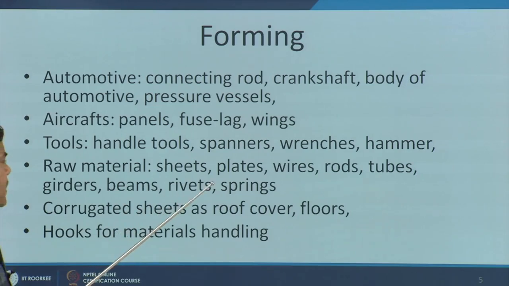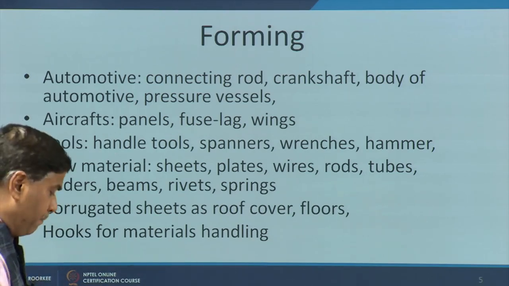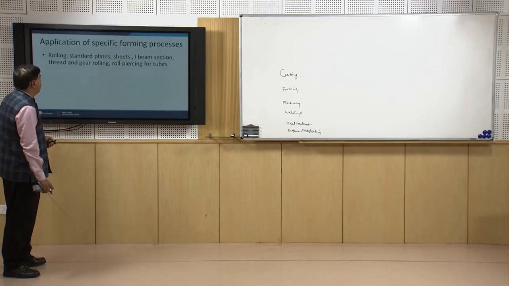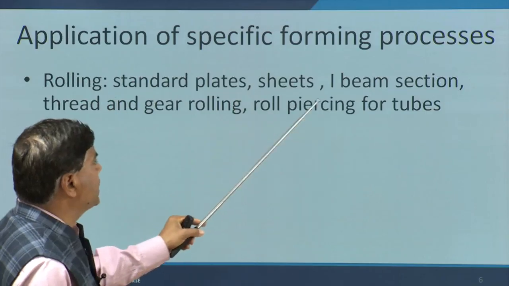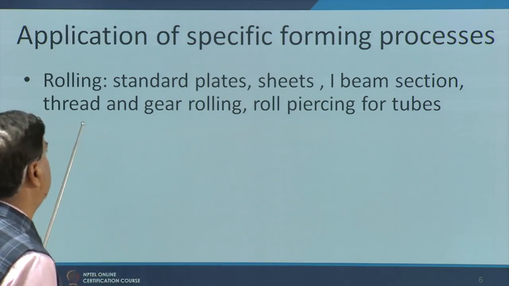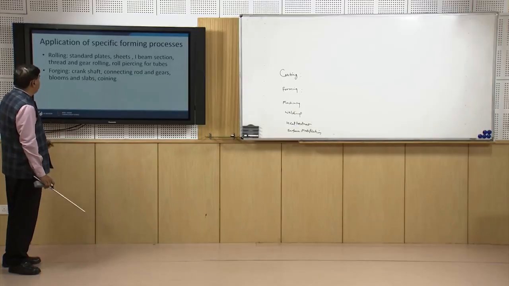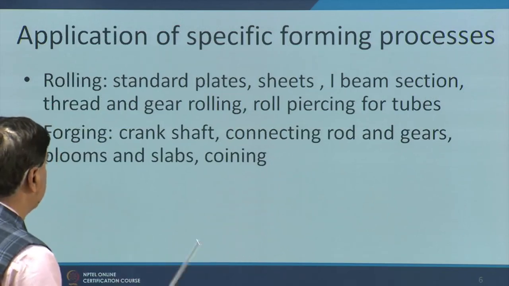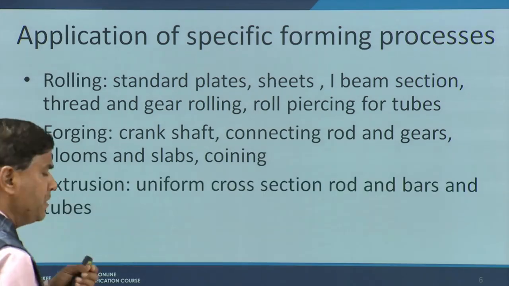Girders, beams, rivets, springs, and corrugated sheets are used for covering roofs and floors, and hooks are used for material handling applications. Now, the process-specific applications of the forming processes include rolling for making standard plates, sheets, beam sections, thread and gear rolling, and roll piercing is used for making tubes. Forging is used for making crankshafts, connecting rods, gears, blooms, and slabs, and coining.